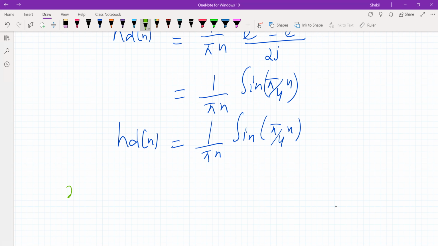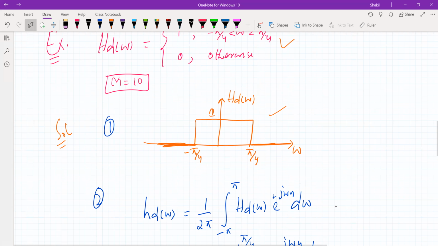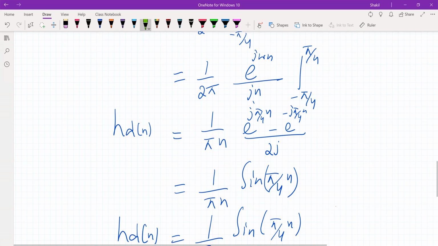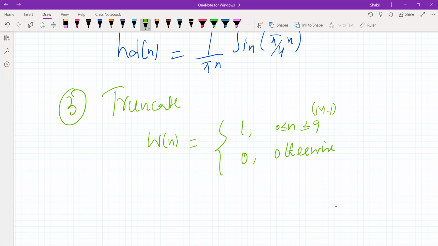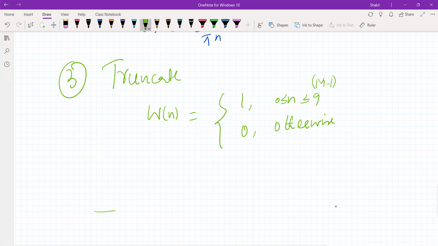That's why in the third step, we truncate this. And we have been told that the size of this filter should be 10, meaning from 0 to 9. So we will multiply hd of n with w of n. What is w of n? w of n is equal to 1 when n varies from 0 to N minus 1. N minus 1 is 10 minus 1, that's 9, right? And it is 0 otherwise. You can plot w of n also.